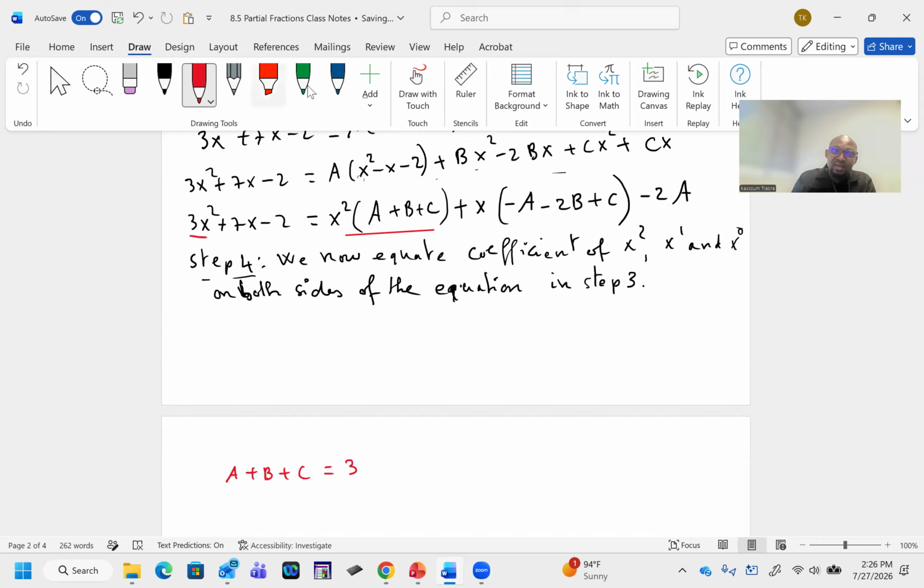And then we have 7 times x, right? Which will be equal to negative a minus 2b plus c times x. So negative a minus 2b plus c should be equal to 7. And then finally, we have negative 2 should be equal to negative 2a.